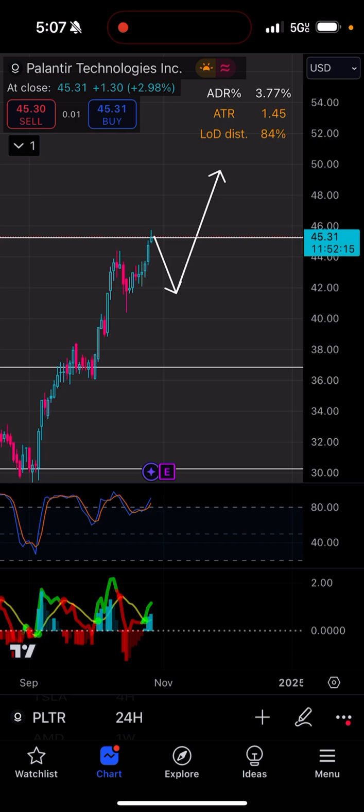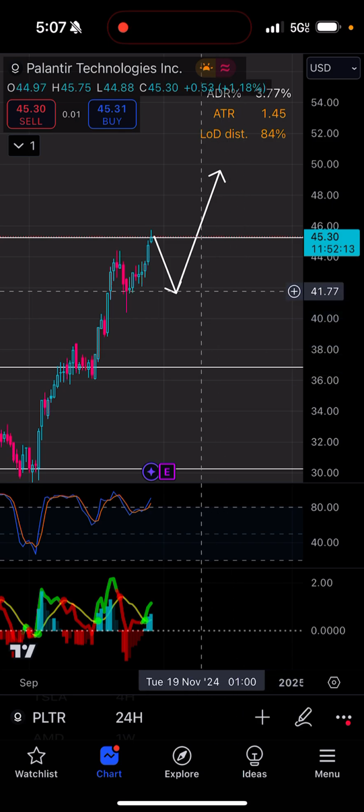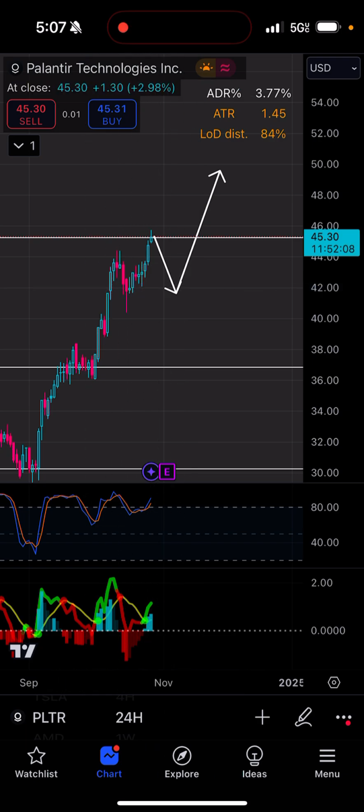Long term is 69. Shorter term, you'll probably see a drop maybe to like 41.77, somewhere in this area where the support is. So I'll see you guys later. Bye-bye.